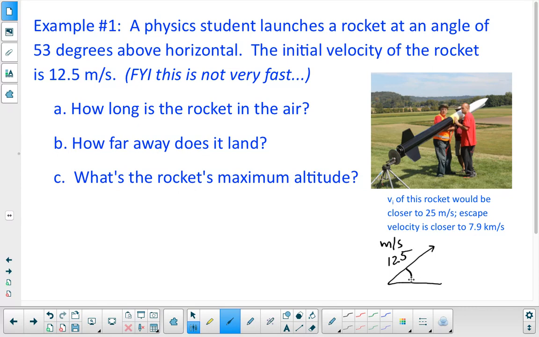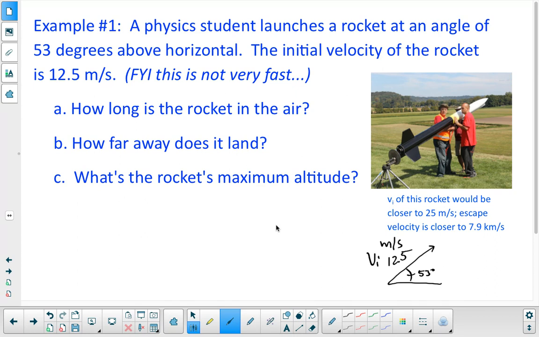And my picture is a little bit shy, but we'll count it good enough. 53 degrees. When they say above horizontal, that's all they're talking about, the regular upwards kind of direction. So there's our VI. By the way, when you see the answers to this one, 12.5 meters per second is a totally made up number. It's really not very fast. So our numbers are going to seem like, wow, that didn't go very high.